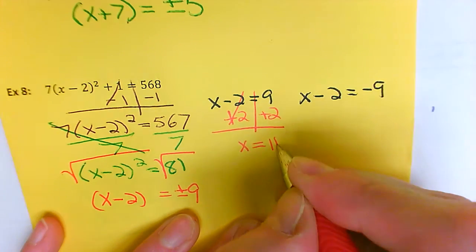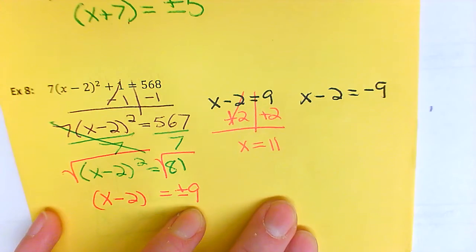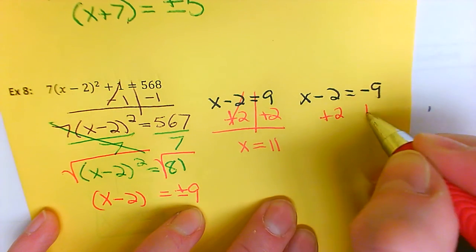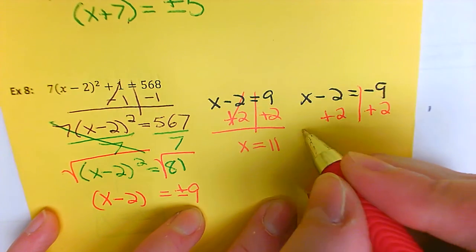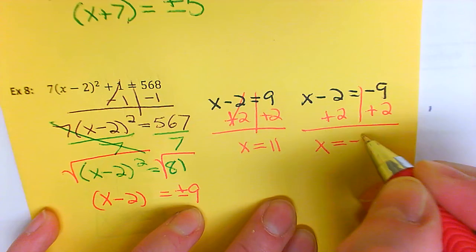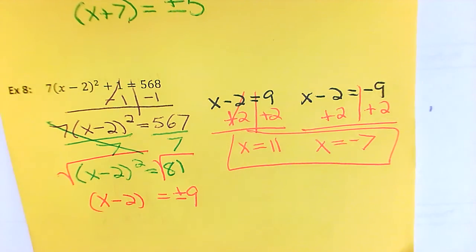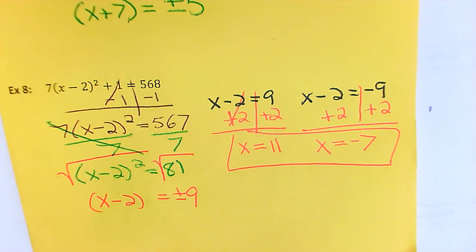9 plus 2 gives me 11, so that's my first x-intercept. The other one, I add the 2 to each side of that equal sign, and that will give me x is equal to a negative 7. So my x-intercepts are 11 and negative 7.